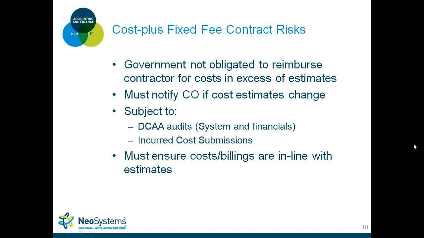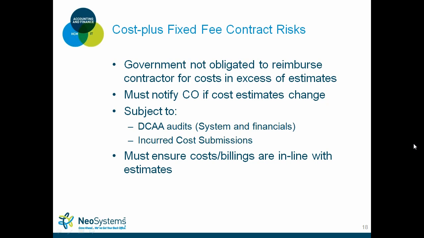You're subject to DCA audits, system audits, and financial audits, and you are subject to submitting what's called an incurred cost submission. An incurred cost submission is basically a book that DCA uses of your financials. It has all costs associated with it, and they use that as their guideline when they come in and audit your financials. They want to make sure that your costs are in line, that costs are being allocated correctly, and that the labor and invoicing you are performing for the government are done correctly. It's essentially almost like a CPA audit.